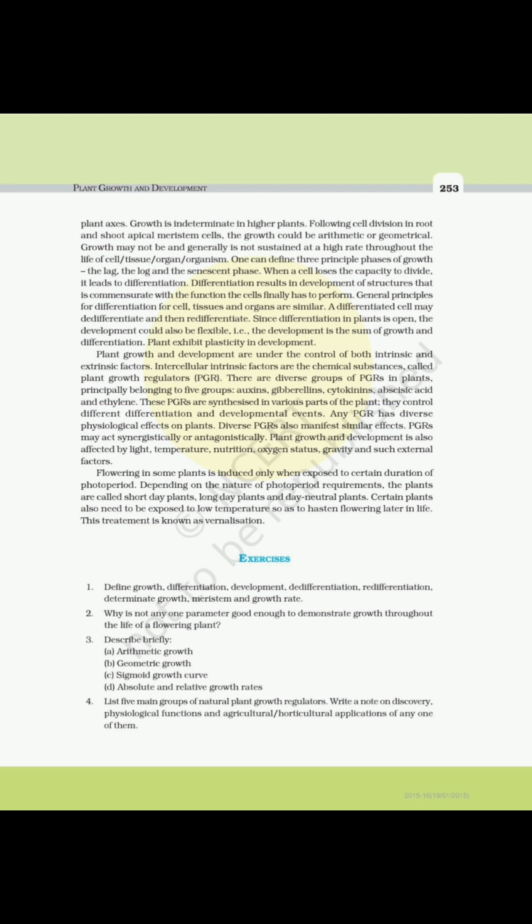Flowering in some plants is induced only when exposed to certain duration of photoperiod. Depending on the nature of photoperiod requirements, the plants are called short-day plants, long-day plants and day-neutral plants. Certain plants also need to be exposed to low temperature so as to hasten flowering later in life. This treatment is known as vernalization.